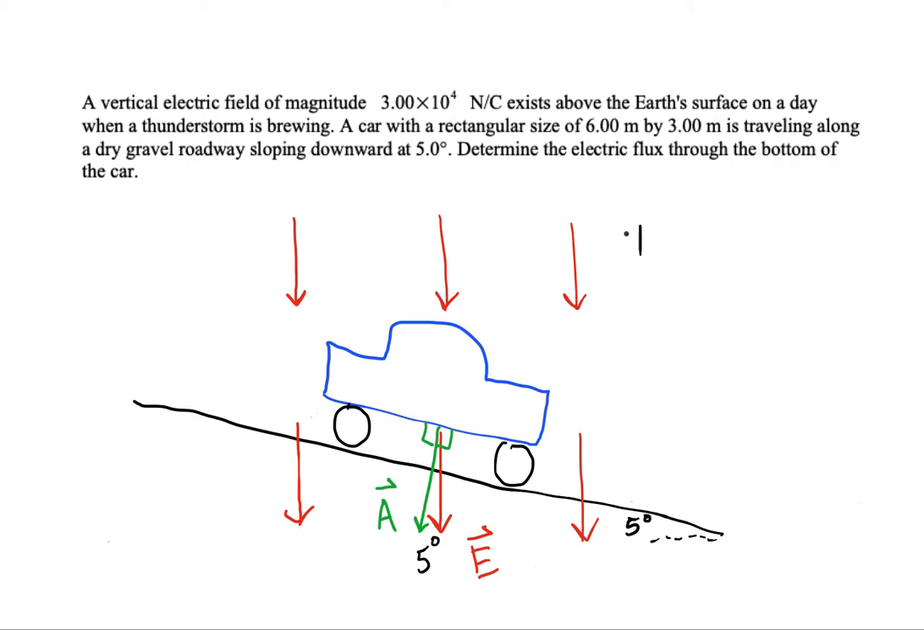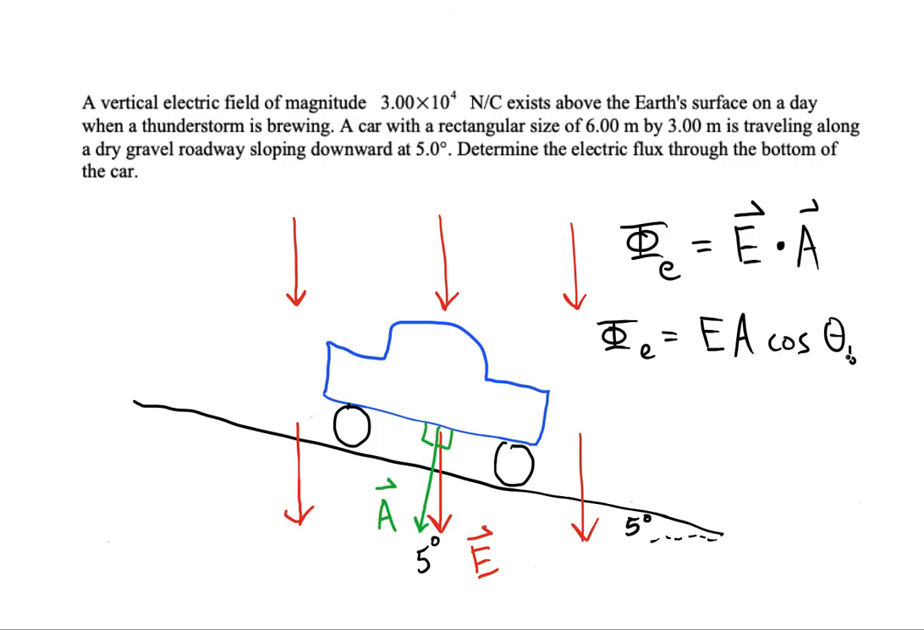In order to calculate electric flux, we need the dot product of E dotted with A. Now, one of the formulas that we have for dot product is the magnitude of E times the magnitude of A times the cosine of the angle between them. So here we've determined that the theta between them is going to be 5 degrees.